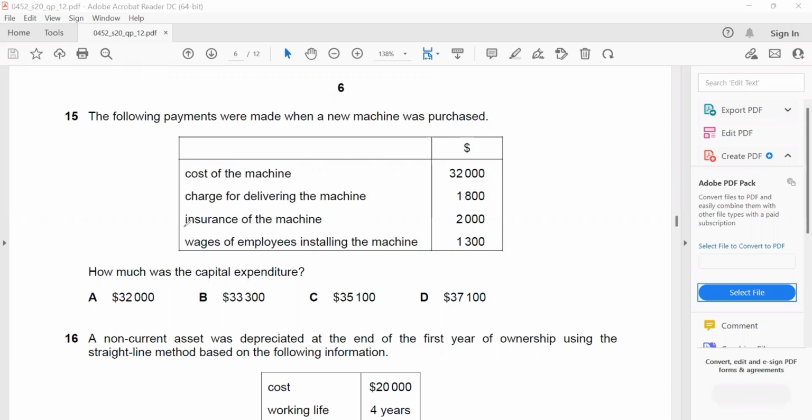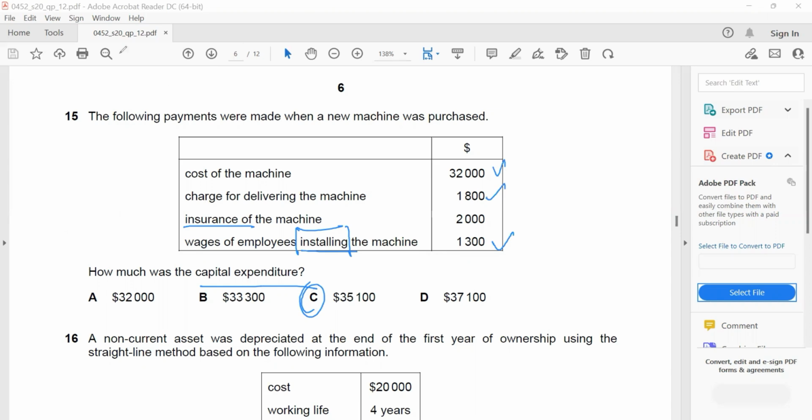Insurance is recurring. Every year you have to pay insurance. Wages of the employee: installation cost is one part of the capital expenditure. How much was the capital expenditure? So these three items are the capital expenditure. So take 32,000 plus 1,000 plus 2,000. So the answer should be 35,000.